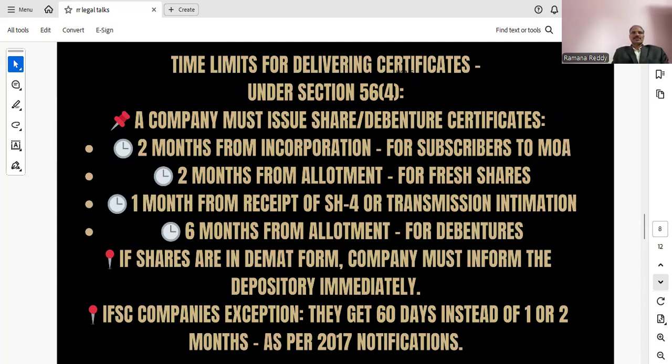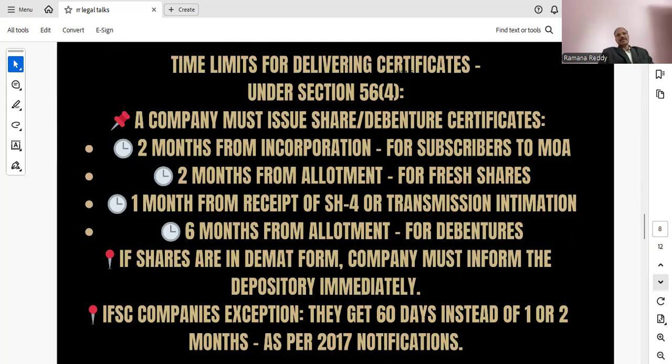So what are the time limits? Under Section 56(4), time limits for delivering share certificates and debenture certificates: 2 months from incorporation for issuing shares to subscribers to the memorandum of association. This is at the time of incorporation, and post incorporation the company will issue shares to the subscribers to the MOA. And 2 months from allotment for fresh shares, any fresh allotment, 2 months from the date of allotment. 1 month from receipt of SH4 or transmission intimation. And for debentures, 6 months from allotment.